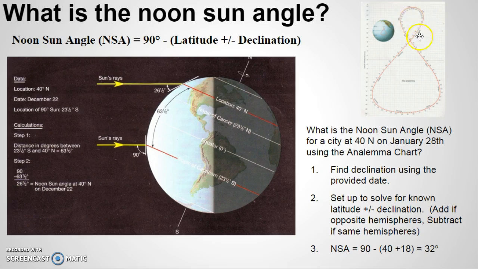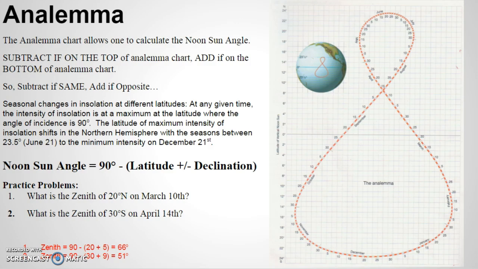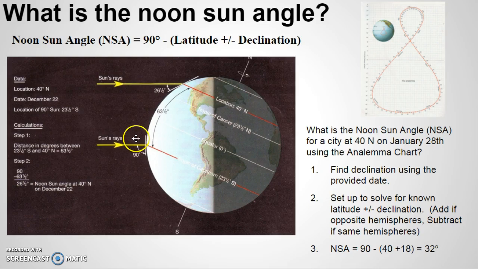Now, I know you can't interpret this, but you'd find that January is up over in this top corner. Scratch that, it would be in the bottom right corner. And we would find January 28th right over in here. And you would find that, I believe it's hard to interpret this, I think it's the declination of 18. Yes, it is. So what is the noon-sun angle for a city 40 degrees north on January 28th using the Analemma chart?